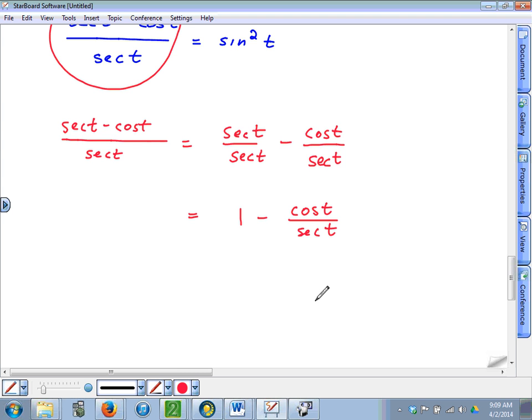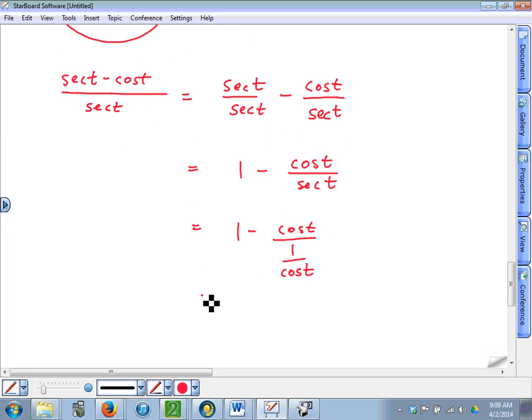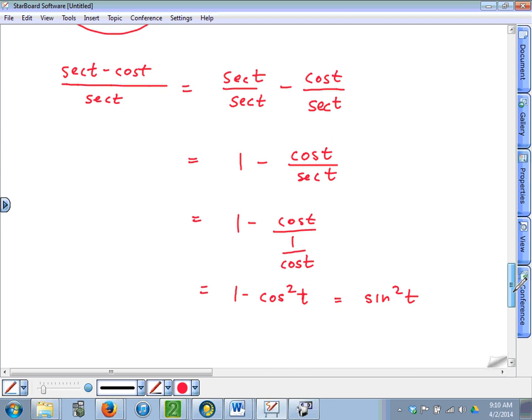Go ahead, Gentry. Secant equals 1 over cosine of x. Good. So let's change this into 1 minus cosine of t divided by 1 over cosine of t. And that gives you cosine divided by 1 over cosine, which means times cosine. So that changes into 1 minus cosine squared. And what is 1 minus cosine squared? It equals sine squared. Did we finish? Yes. Woo, we finished. All right.